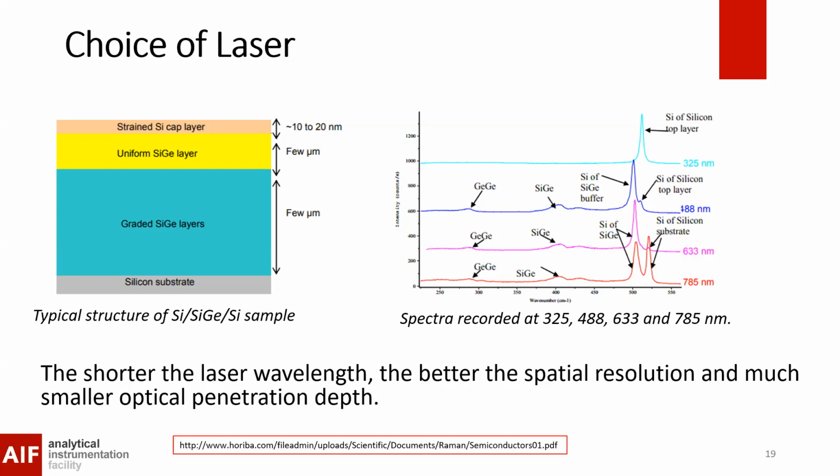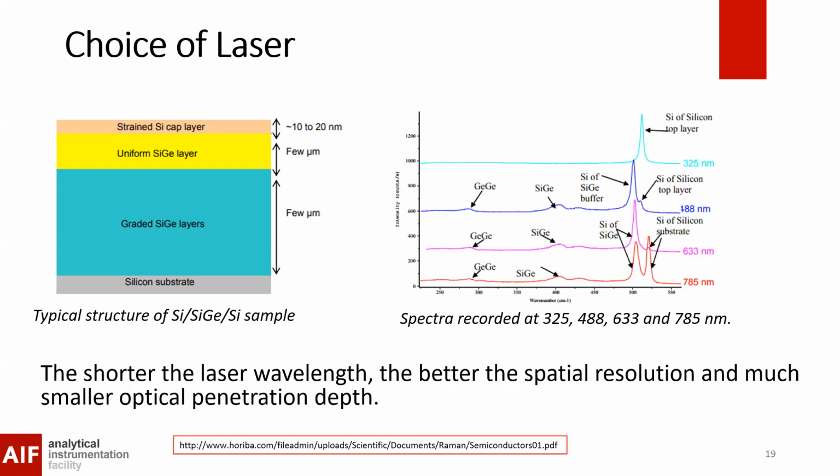In these multiple layers, there are different types of silicon here. The first capping layer is pure silicon, which only ranges from around 10 to 20 nanometers, followed by a uniform silicon germanium layer, and then another silicon germanium layer, which is graded. And then all these layers are on top of the silicon substrate.